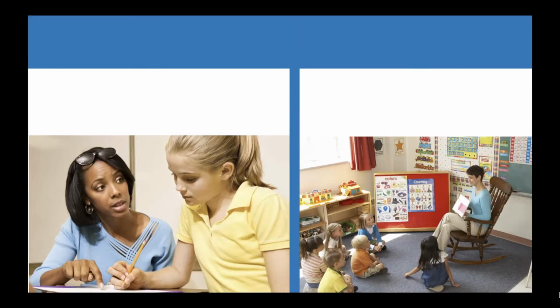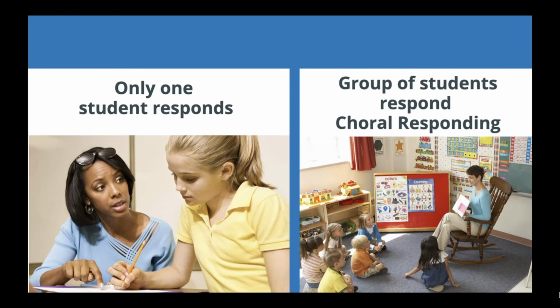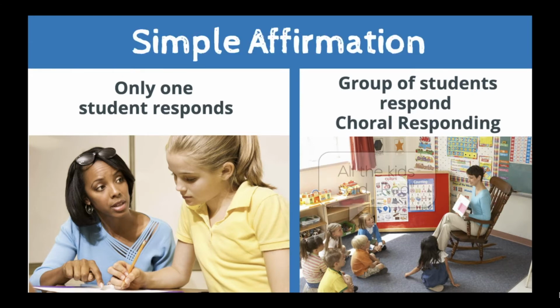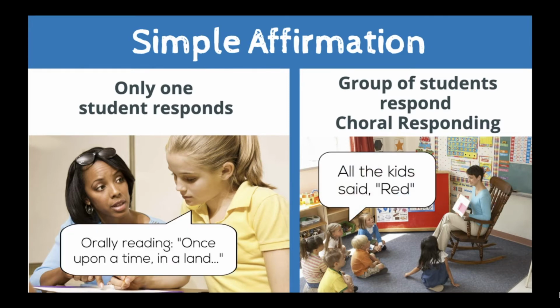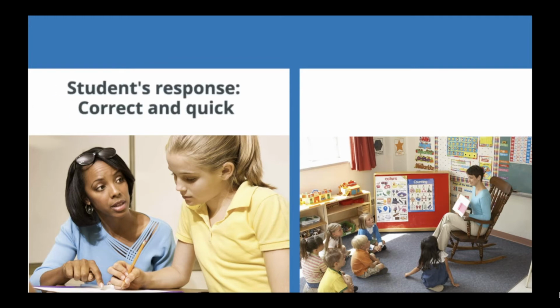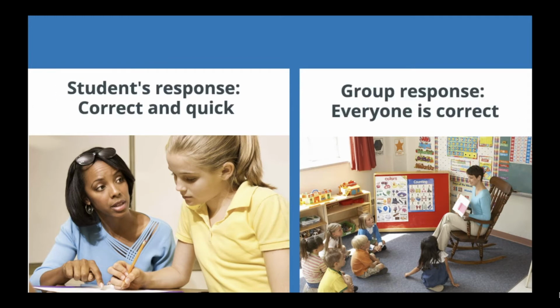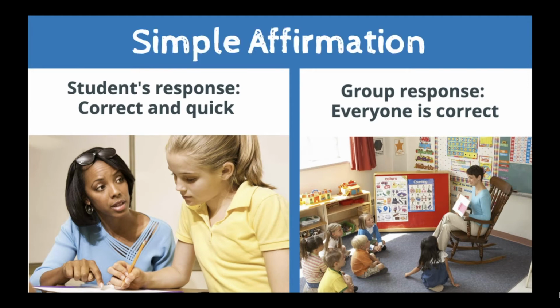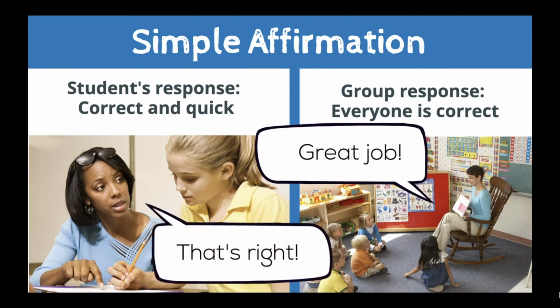Let's see how this works when working one-on-one with a student and also in a group where students are answering together using choral responding. Our group of students are answering what color is Little Red Riding Hood's cloak, and they all said red. Our single student is starting to orally read a story. Here's how to provide feedback in both situations based on how the students respond. When the student's response is correct and quick, or the group response everyone is correct, we give simple affirmation. Great job, or that's right.